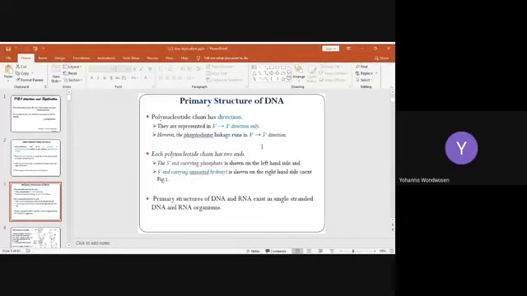As I told you, each polynucleotide DNA strand has two ends. One of the free ends is the 5' phosphate end, and the other free end is the 3' end. This 3' end carries an unreacted hydroxyl group, and the 5' end carries an unreacted phosphate group. In the primary structure, DNA and RNA can exist in single strand form, and we can see this in the next diagram.